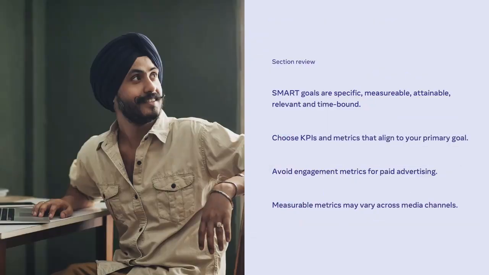Before we move on to the next chapter, let's review what we've just learned. SMART goals are specific, measurable, attainable, relevant, and time-bound. When you choose your KPIs and metrics, make sure they align to your primary goal. You should also avoid engagement metrics for paid advertising and focus on metrics that measure real business outcomes. Lastly, remember that measurable metrics may vary across media channels.